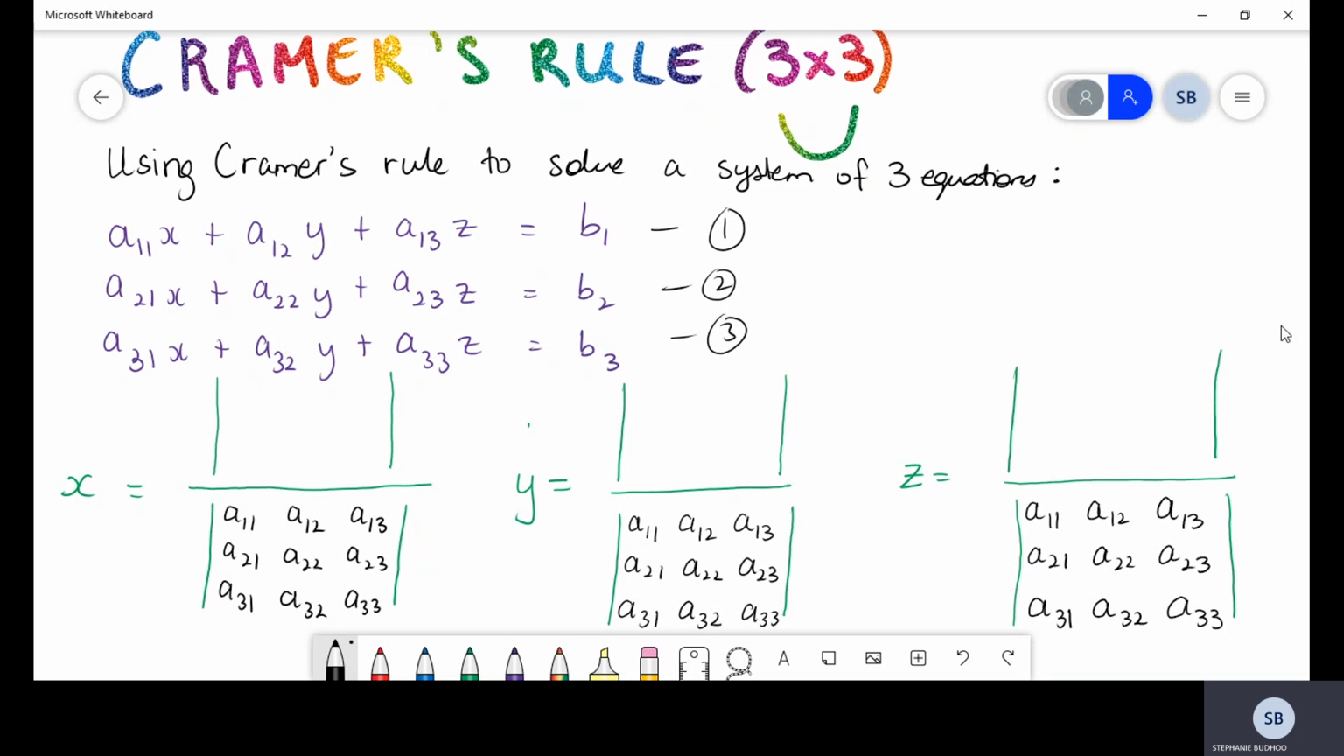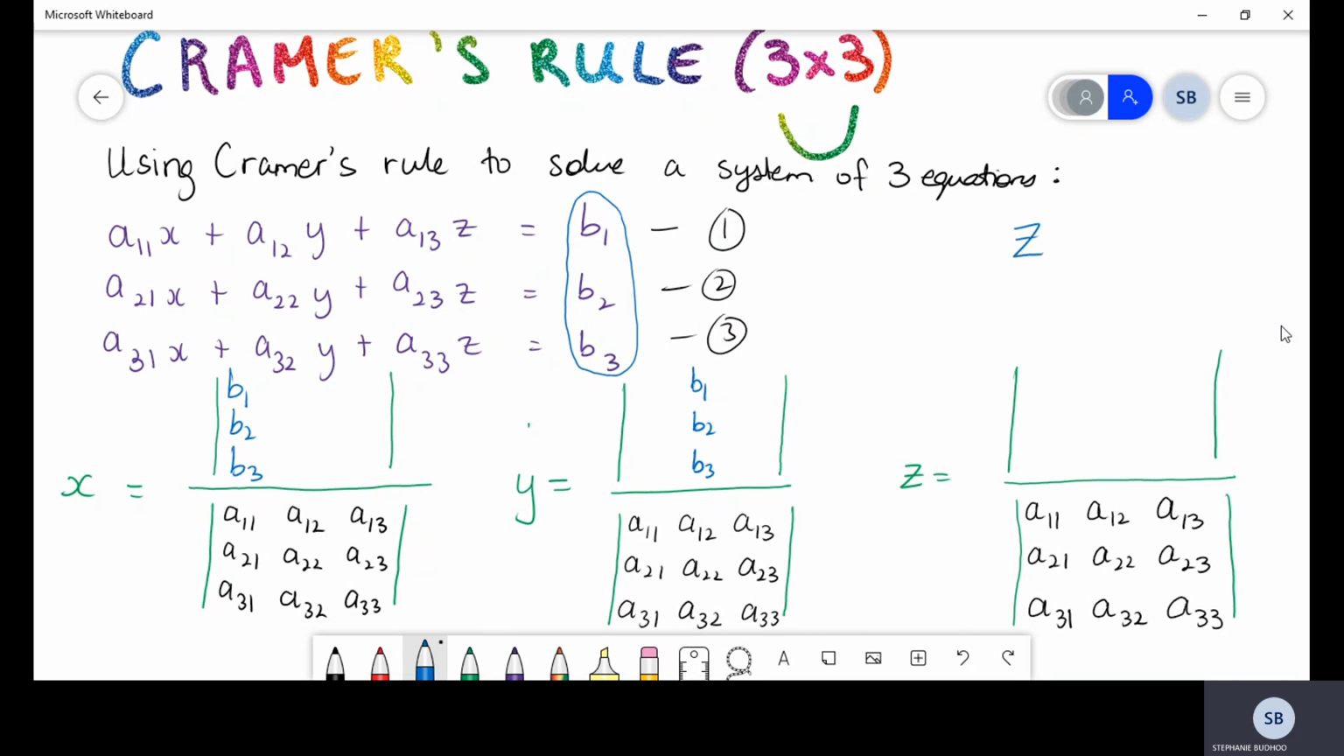Now, if you want to find values of x using Cramer's rule, all you have to do is set your first column to these values on your right-hand side here. Those values are B1, B2, and B3. If you are interested in finding y values, then you set your second column to those values, B1, B2, and B3.